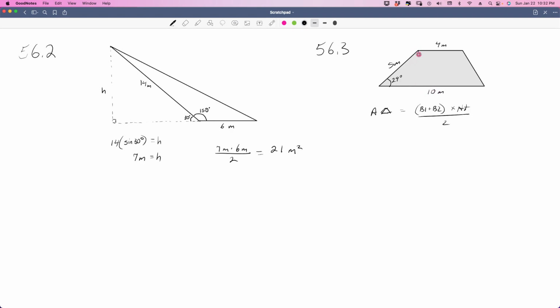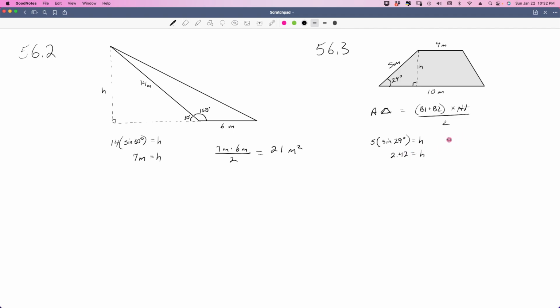So what we're going to do is just draw a little line right here, making a right angle line perpendicular to the base here. And we have a hypotenuse and we have a degree measure. So all we need to do is say 5 times the sine of 29 degrees is equal to the height. And here's the height. And 5 times the sine of 29 is going to equal 2.42 is the height. And that is going to be in meters.